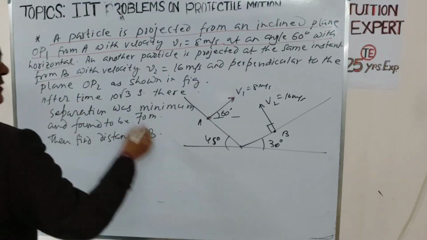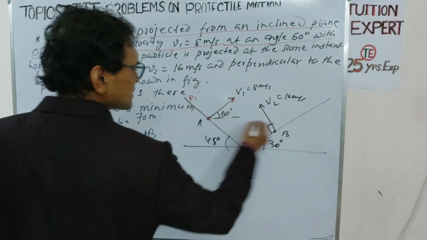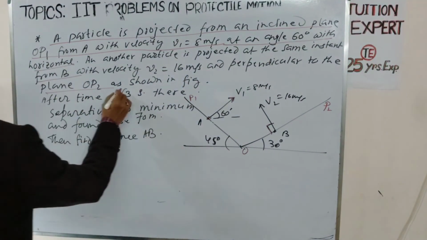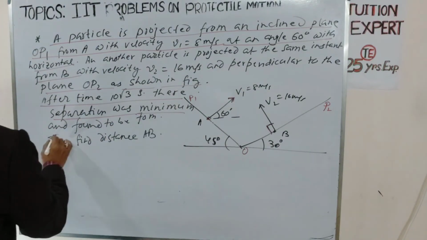At the same instant from the point B, another particle is projected at 90 degree from the plane. Suppose this is plane P1, this is plane P2, and it is perpendicular to the plane OP2 as shown in figure. This is OP2, this is OP1. After time 10√3 seconds, their separation was minimum and found to be 70 meter.